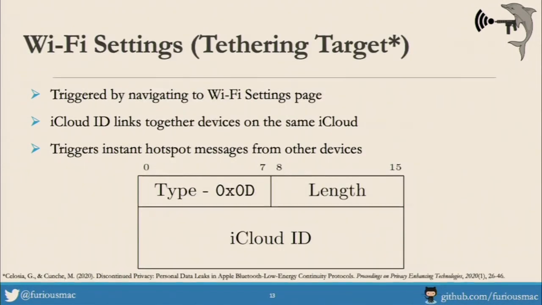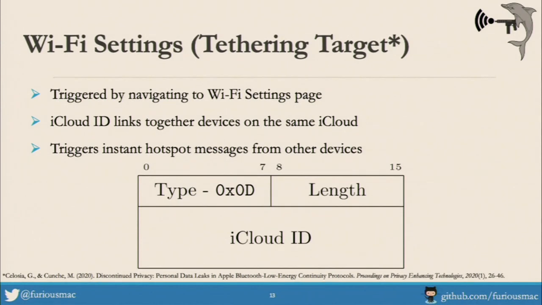The next message I'll talk about is the Wi-Fi settings message. This gets sent out whenever you navigate to the Wi-Fi settings page of your device, where you can pick what Wi-Fi network you want to connect to. And it contains this four-byte iCloud ID. And what's neat about this is that every single device on the same iCloud account has the same iCloud ID.